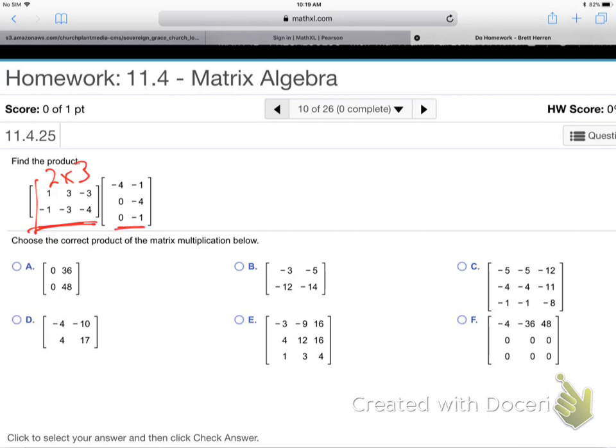And then what size is this one? 3 by 2. So the inside match, so that's a green light, go. You can do it. What's the size of the answer? 2 by 2. So no way, no way, no way. It's either A, B, or D, huh? It's one of those 2 by 2s on that. And you do the rest in your calculator.